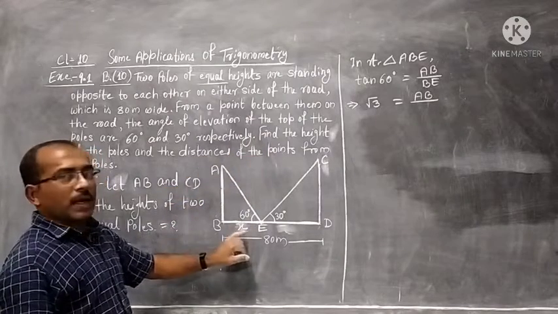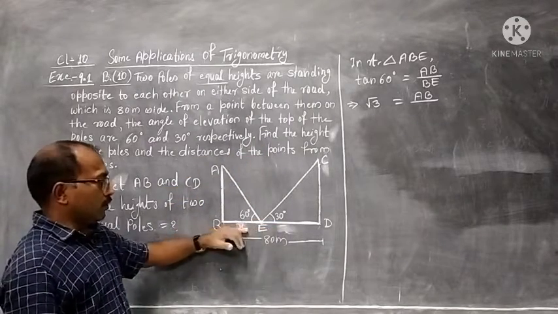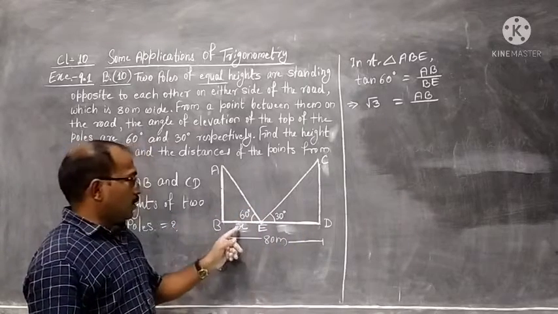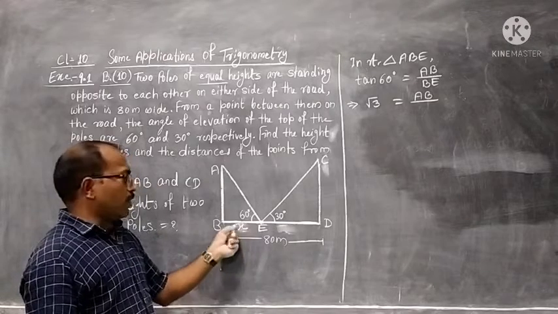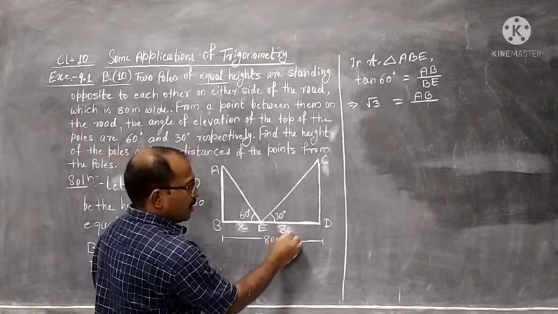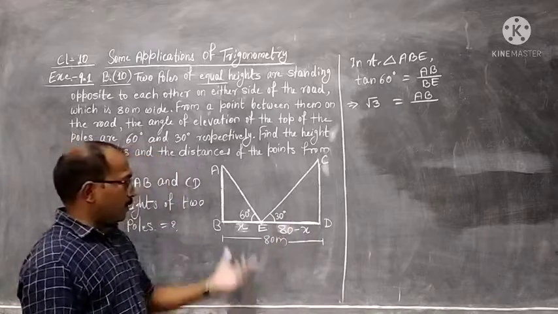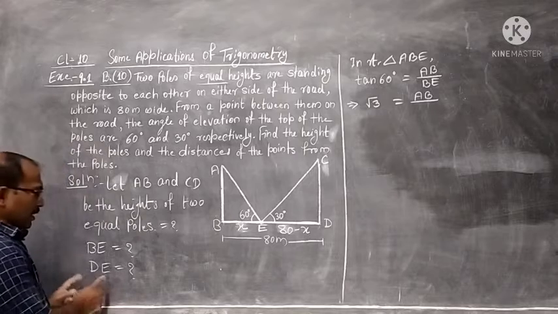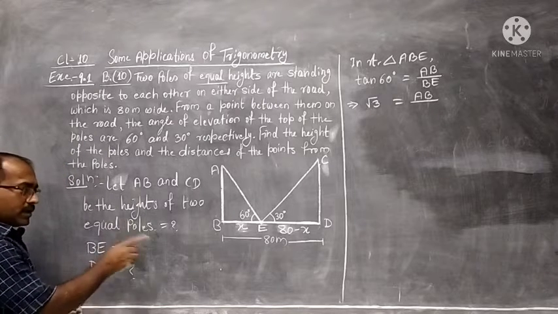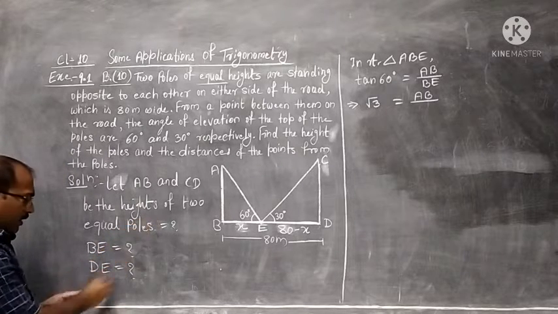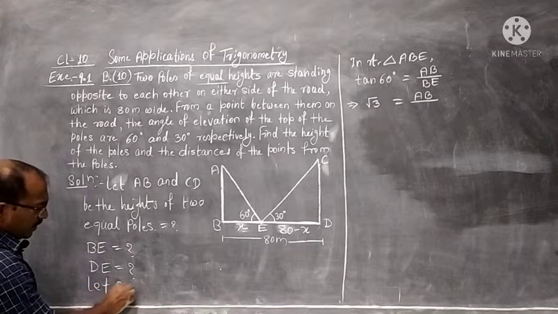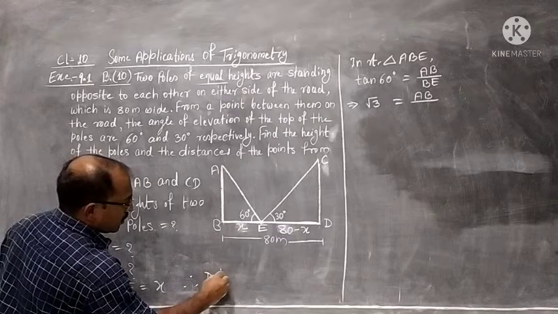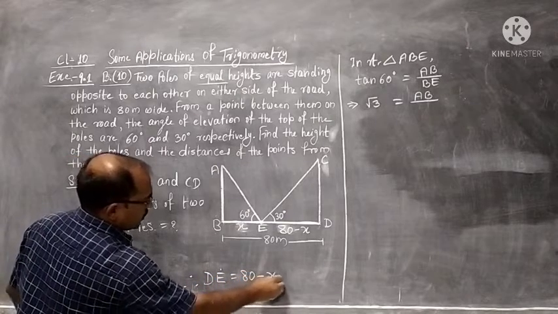I have brought you back here to this point to know what BE and ED will be. The full road is 80 and we do not know either part. So, one is x, and the other will be 80 minus x. So, what could we do? Let us write: let BE equal x, therefore DE will be 80 minus x.